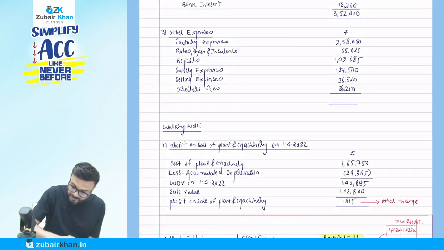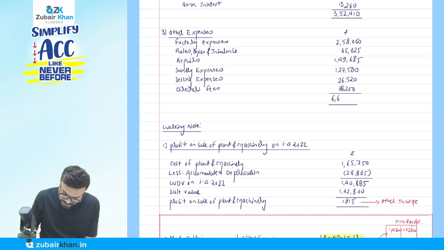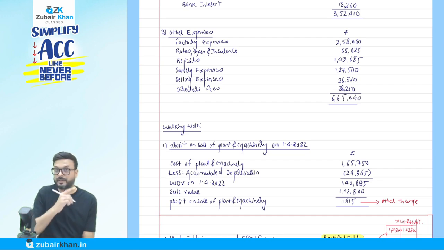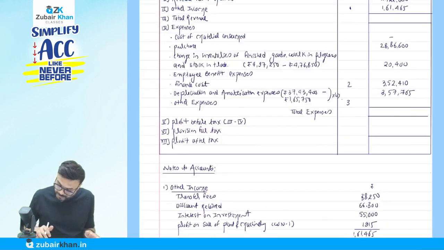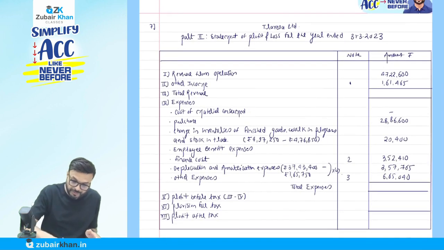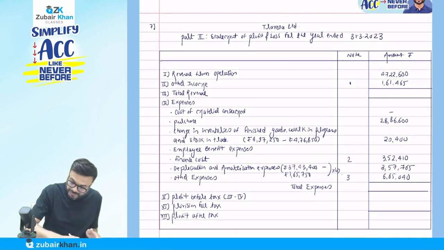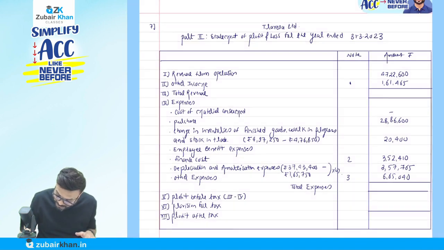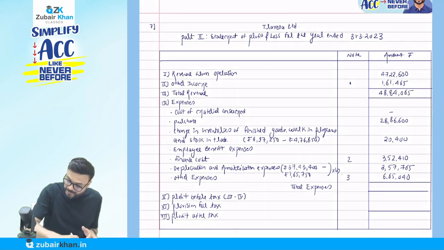Then we have here 2,58,060, 65,025 plus 1,49,685 plus 1,27,500, 26,520, 38,250. That is coming to 6,65,040. Write down properly this 6,65,040. Now do the total of these income and expenses. 47,22,600 plus 1,61,465 is 48,84,065. Expenses: 28,86,600 plus 20,400, 3,52,410, 3,57,765.